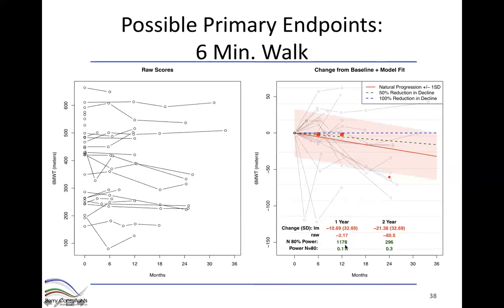And due to that small change with large variability, we would need about 1,200 subjects to have 80% power on a 1-year study. For a 2-year study, this gets reduced to 300, but still these numbers are not feasible whatsoever in this very rare population.